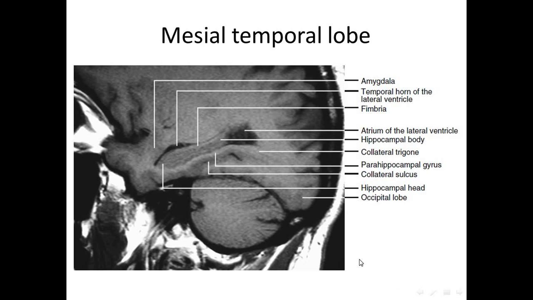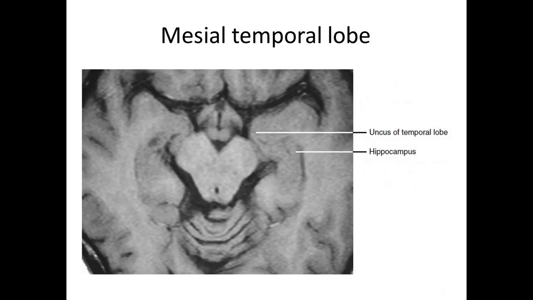On the sagittal image, this is the location of the amygdala. This is the hippocampus, head and body, and this is the parahippocampal gyrus. This is an axial image. This is the location of the hippocampus, and the innermost part is the uncus of the temporal lobe.